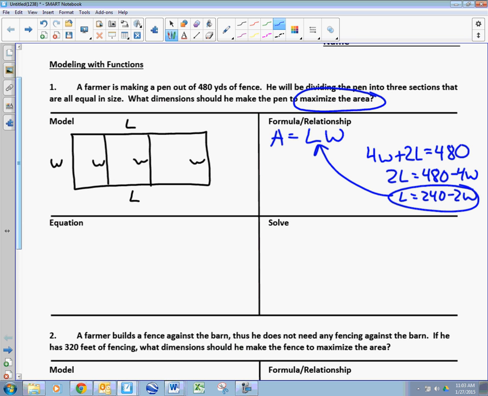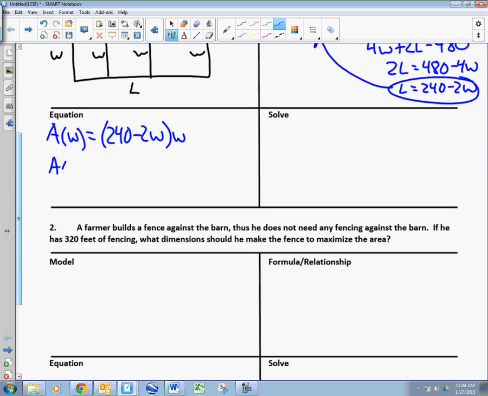Is everybody okay with that step? I solved for L in terms of W. So right now, area is in terms of what variable? W. W is the variable that will be used. So A of W will be equal to 240 minus 2W times W. We distribute that through. Area in terms of W is equal to 240W minus 2W squared. That's my function. If I am going to maximize the area, I want to find the maximum location of that graph.